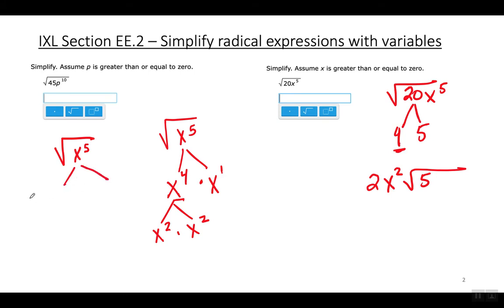X to the 5th power means x times x times x times x times x. Okay.